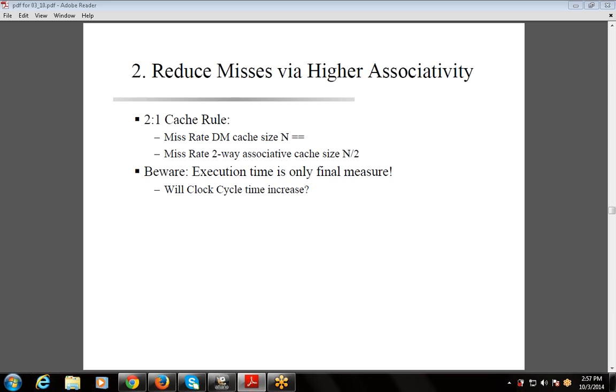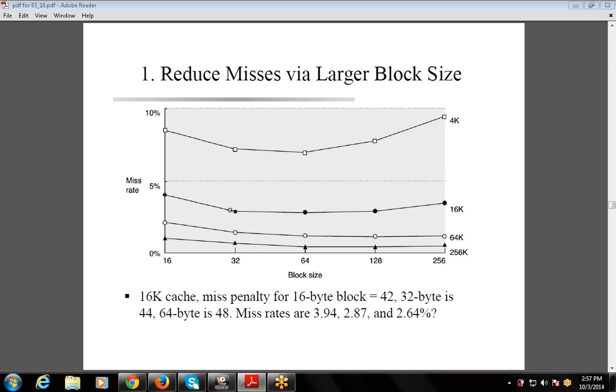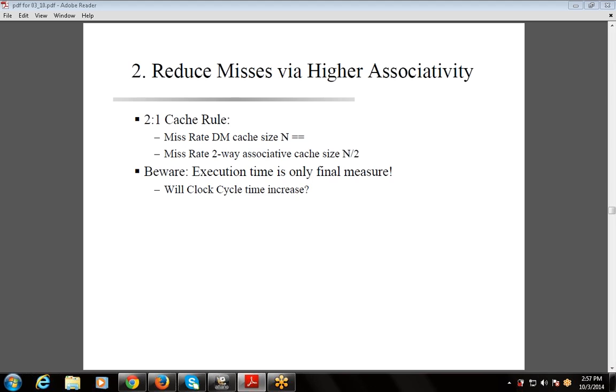Then how to reduce the misses via higher associativity. So the next method is used to reduce the misses. The next method is used to increase or hide the associativity. First one is a larger block size. Next is increasing the associativity level.